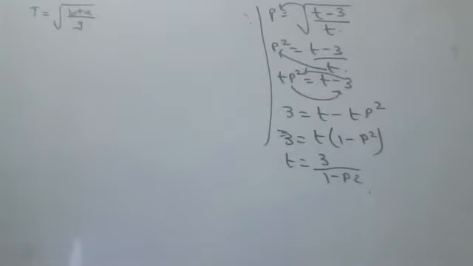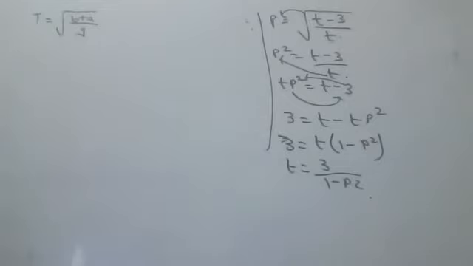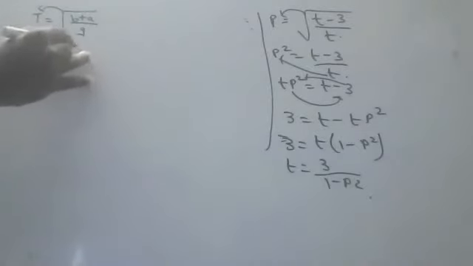Sahas, very good. The square root should be moved to the other side. Then T square is equal to B plus A by G.